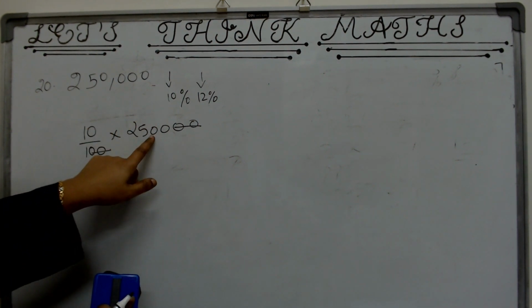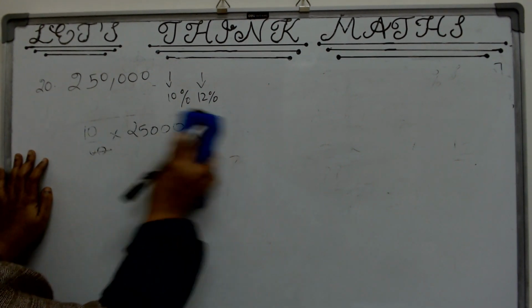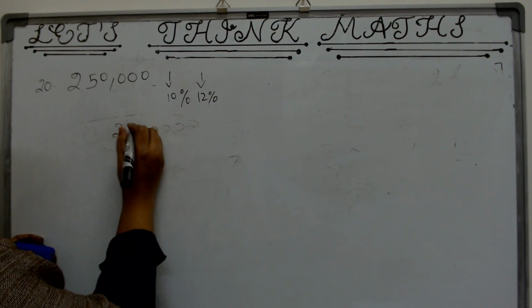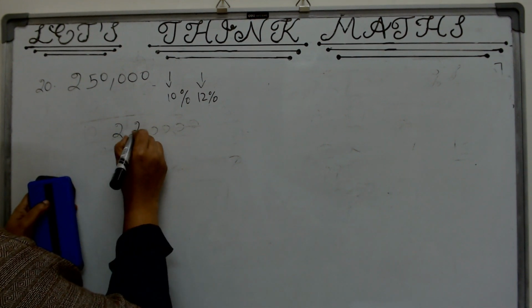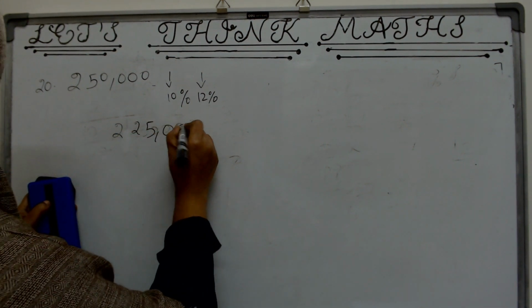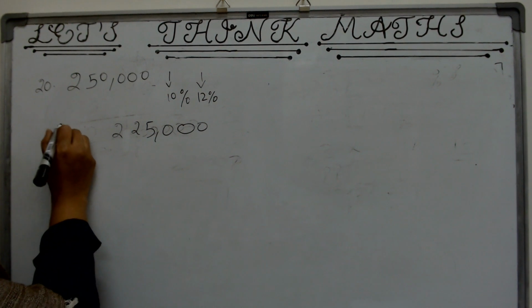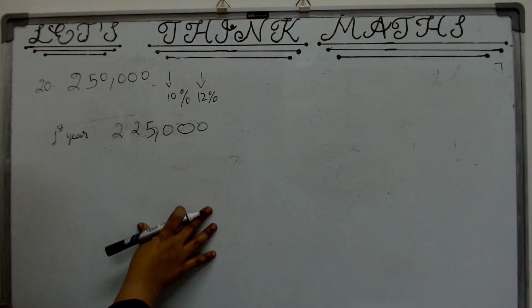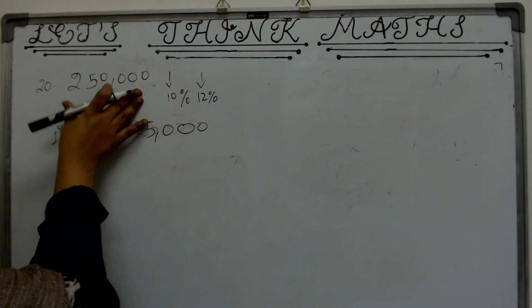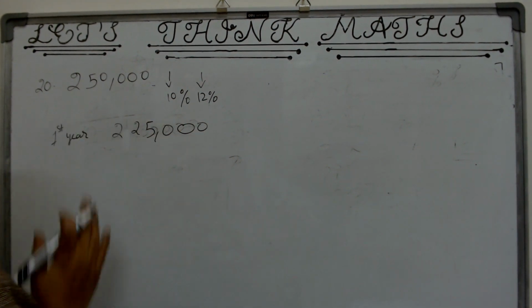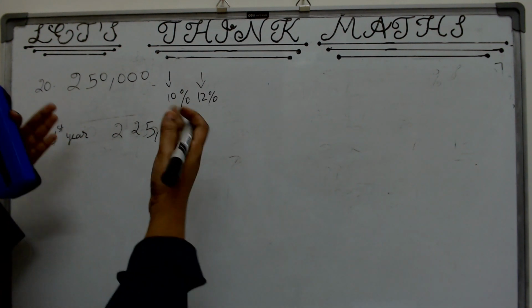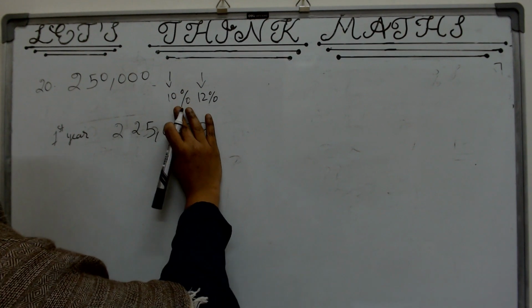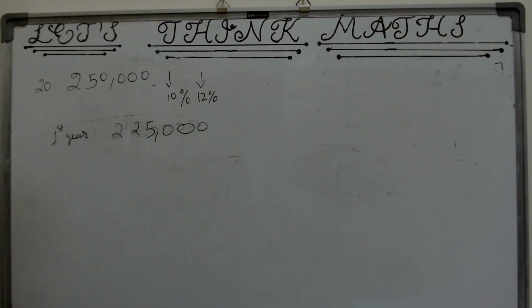She lost 25,000. So 250,000 minus 25,000 would be 225,000. So at the end of the first year, this much was what her car was worth. So it was 250,000, but it is only worth 225,000. What happened in the next year? Further bad news. Further, for every 100, now she has lost 12 rupees.